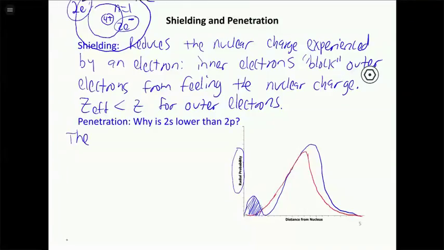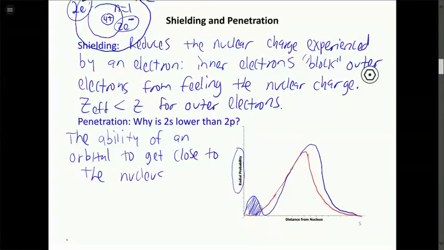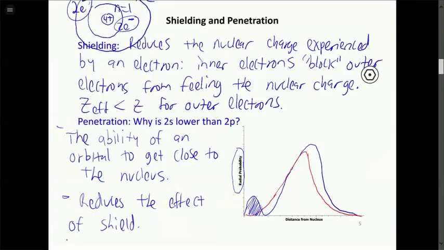Alright, so penetration is the ability of an orbital, or an electron in that orbital, to get close to the nucleus. And what this does is it reduces the effect of shielding. Because there's some probability of the electron being found close to the nucleus, it's not going to be shielded as effectively by the inner electrons, because they can sneak in there and get close to the nucleus and experience that positive charge that it wants to experience.